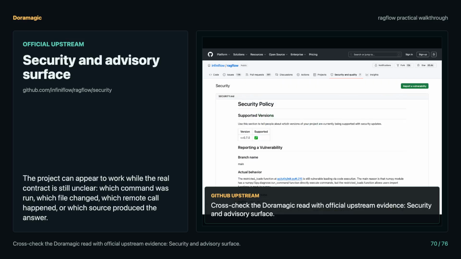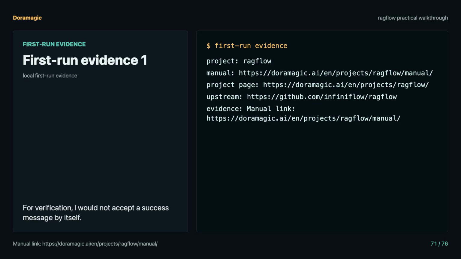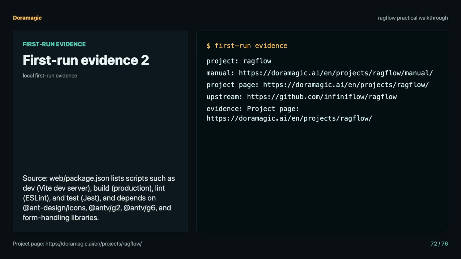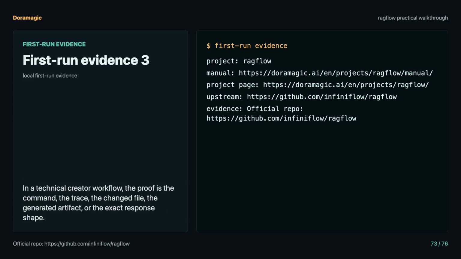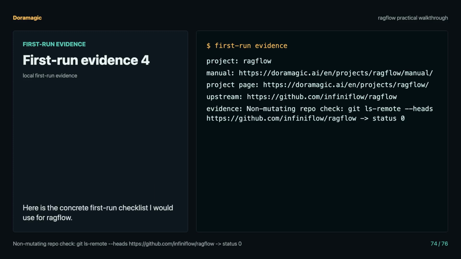I would keep the repository open while testing: https://github.com/infiniflow/ragflow. Only expand after one useful pass. For RAGFlow, the decision is not whether the demo looks good. It is whether one narrow workflow produces inspectable, repeatable evidence.